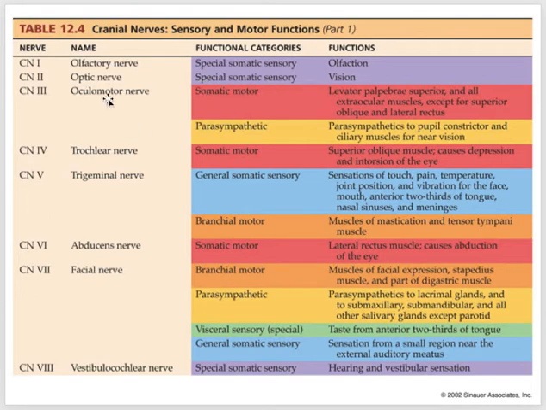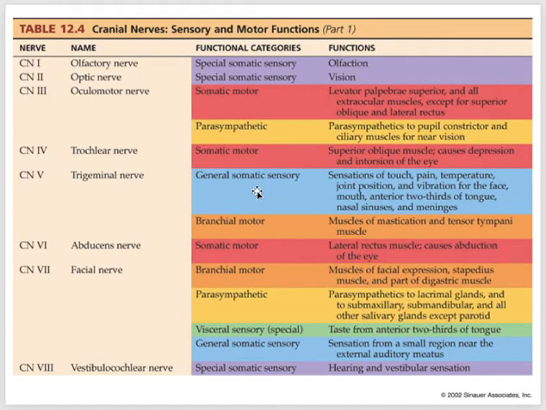The oculomotor is a somatic motor nerve, but it also carries parasympathetic fibers to the pupil. Whenever these fibers are stimulated, it causes constriction of the pupil, whereas when the sympathetic supply is activated, it causes dilation of the pupil. Same thing with the trochlear, it is a motor nerve.